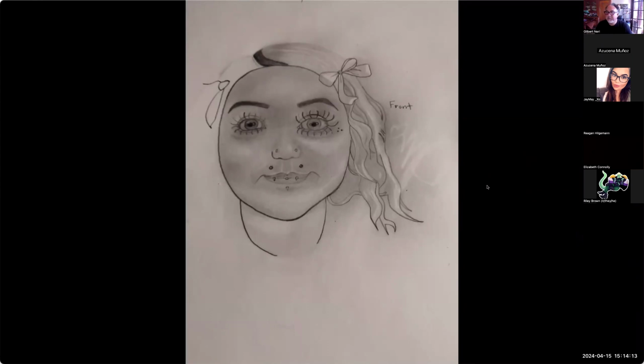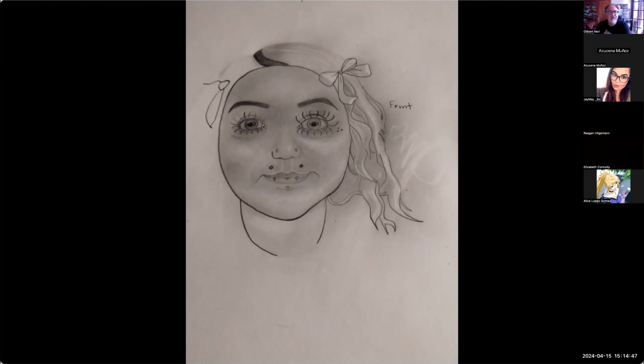Alice, are you here? Yeah. Alice, it looks really good. Tell us about how it went. I just was having a hard time with the eyes, but I think it was because I was trying to make longer lashes. I thought it would look better. But yeah, that's the only thing that I was struggling with.